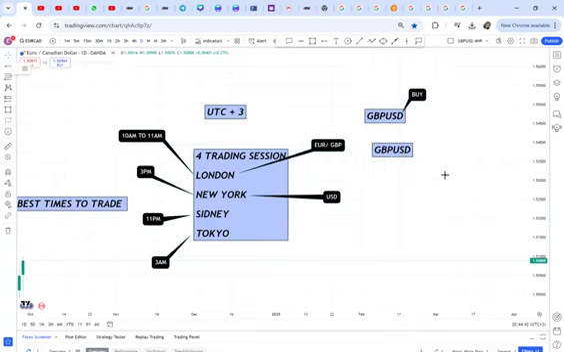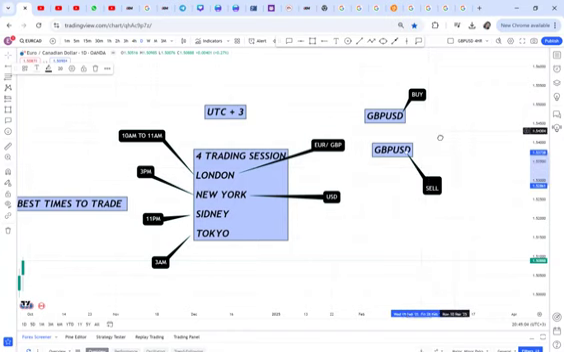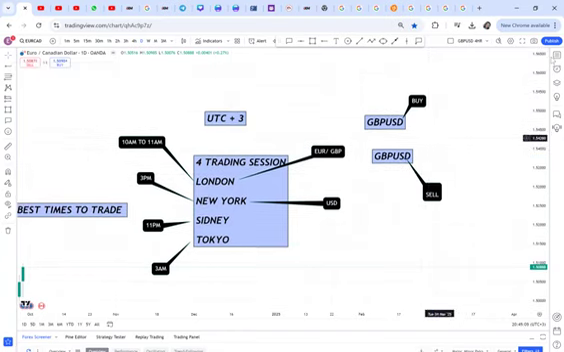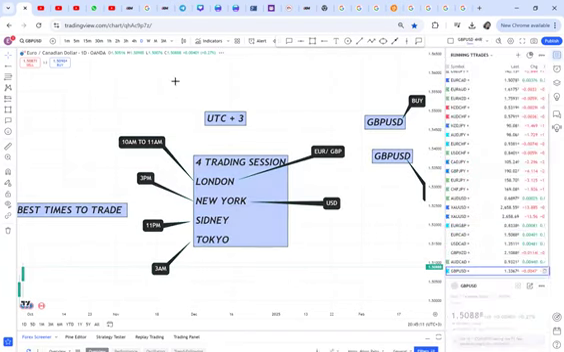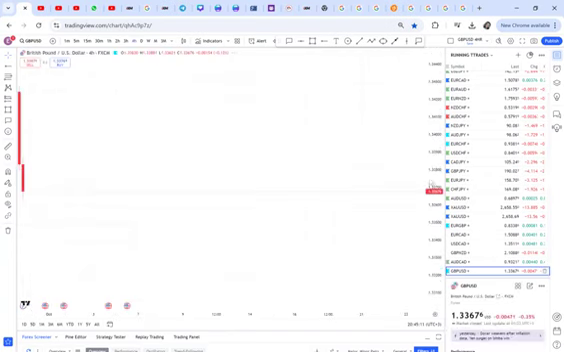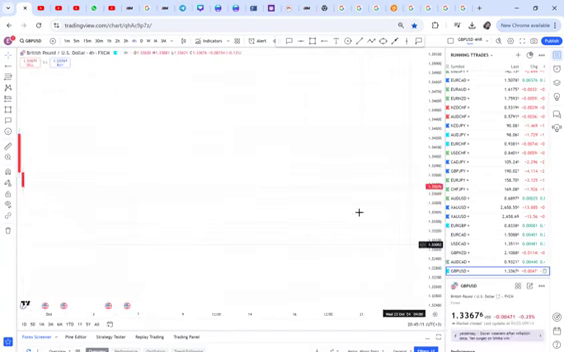Sometimes you may start seeing sellers coming in. The reason sellers are coming in is because the New York session has opened, and maybe the majority of people in New York are selling GBP, thinking GBP will never trend for a very long time. Let me show you an example of what I mean when I say GBP will buy today and buy tomorrow, like it will buy this time and then the other time.